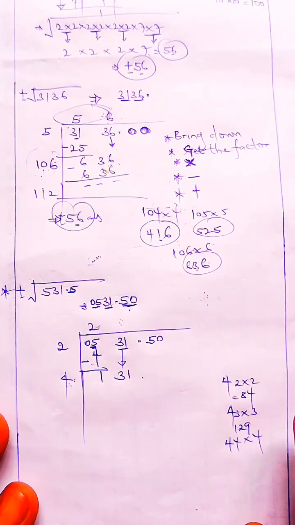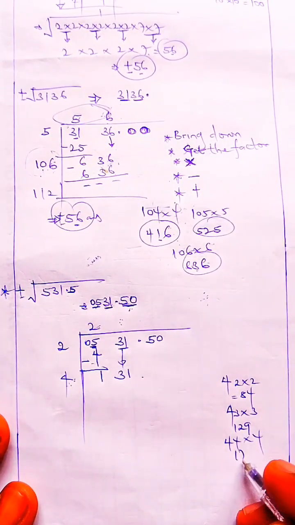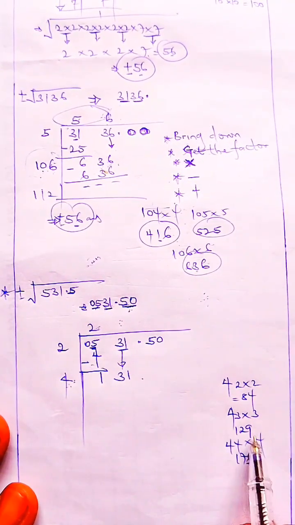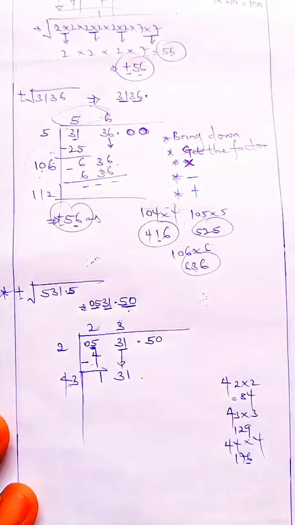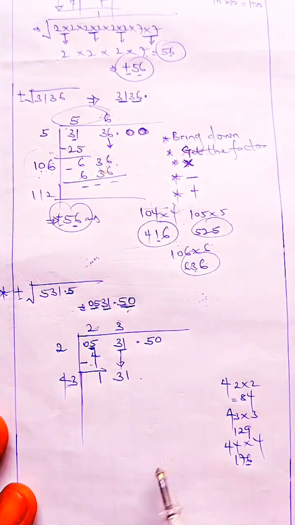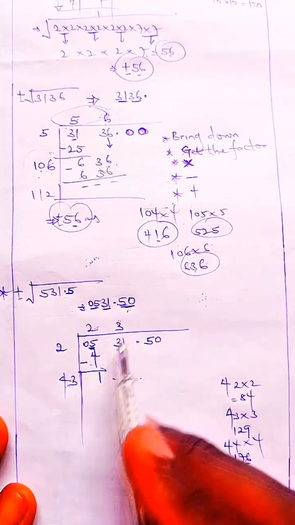44 times 4 will give us 176. It's far more than what we're looking for, so we're going to be using the 3. So put 3 here and put 3 here. After we've gotten our factors, the next thing to do is to multiply according to the rule.